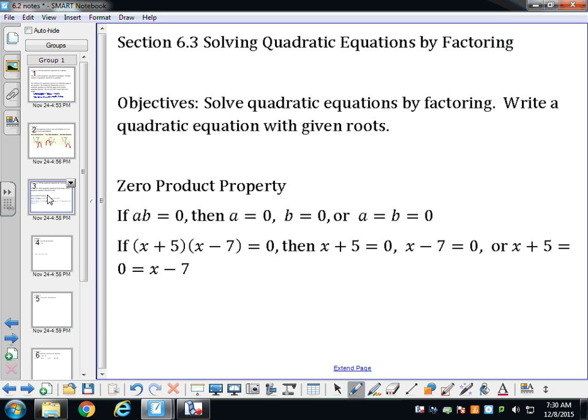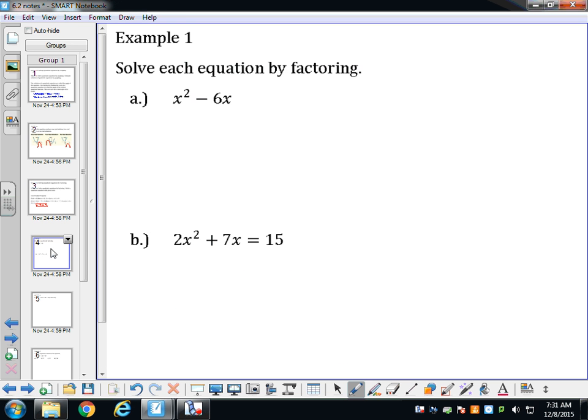So if I gave you something like (x plus 5)(x minus 7) equals 0, then what we do is we set each binomial equal to 0 and solve. So therefore, if x is negative 5 or 7, or both negative 5 and 7, then that would make that statement true. So now we're just going to practice solving some quadratic equations by factoring. Take a minute, try both A and B.